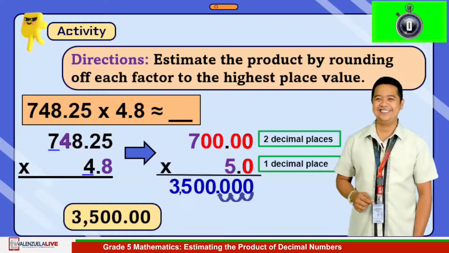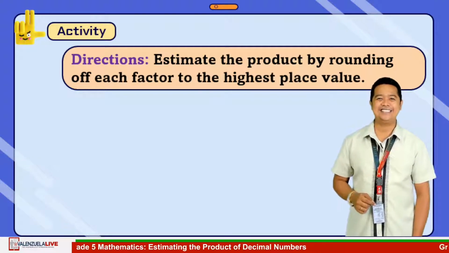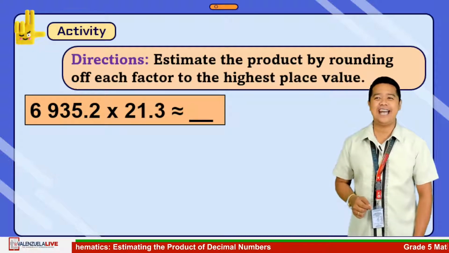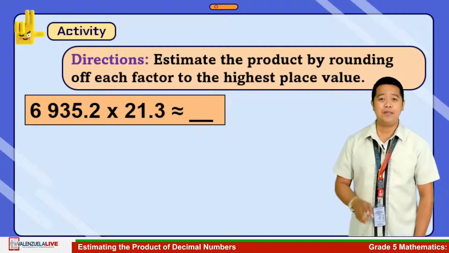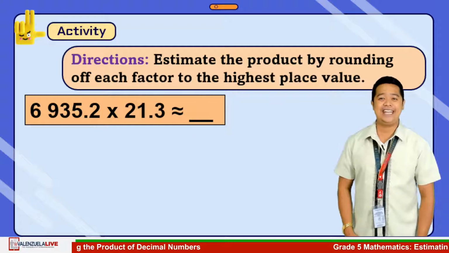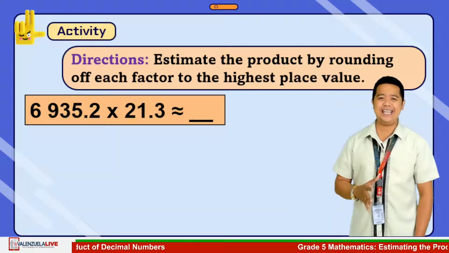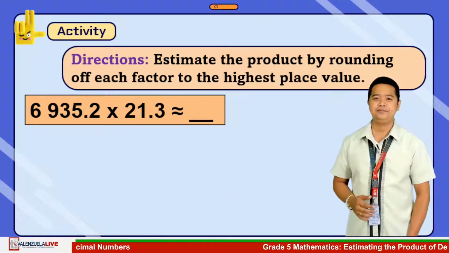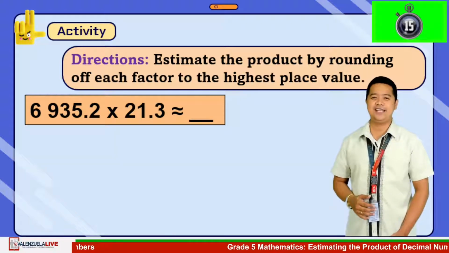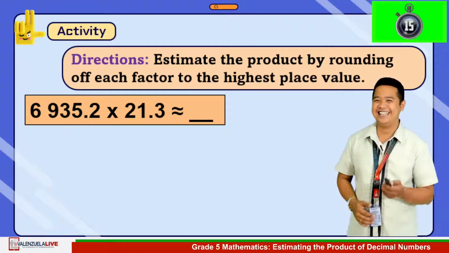Very good. Last one. 6,935 and 2 tenths times 21 and 3 tenths is approximately equal to what? Again, you have 15 seconds and your time starts now.